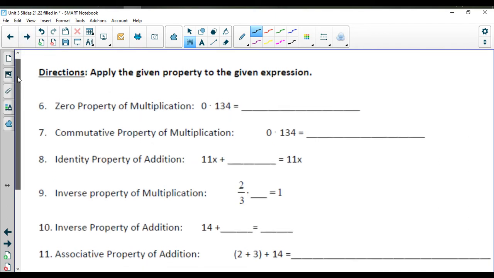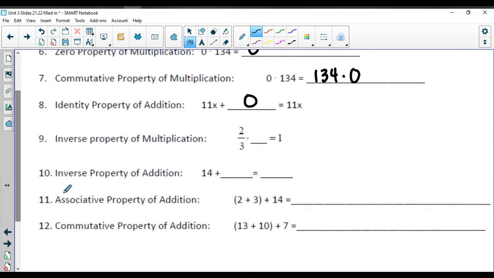Apply the given property to the given expression. So we want to use the 0 property of multiplication. All that means is that if you multiply a number by 0, you're going to get 0. Commutative property of multiplication, this just wants us to change the order. So we're going to do 134 times 0. Identity property of addition, we're going to keep the 11x as it is, so we add on 0.